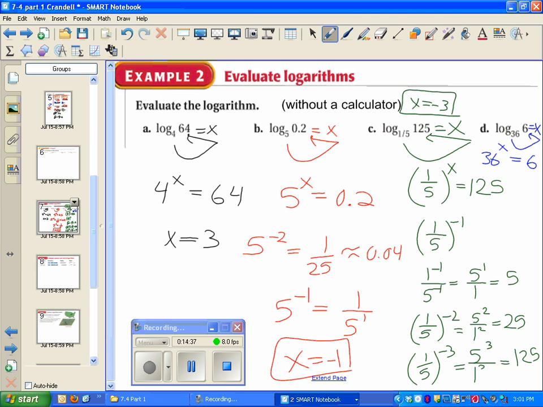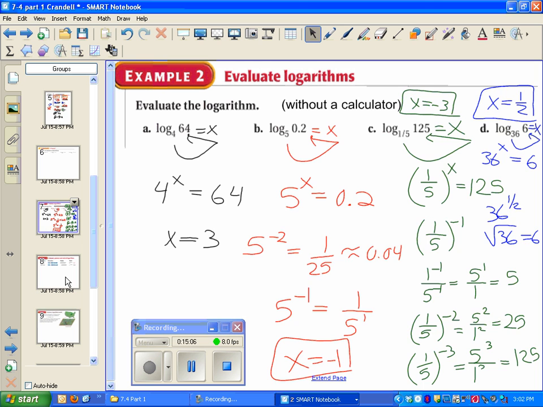So we're looking at a fractional exponent. If I do 36 to the 1/2 power, that's the same thing as the square root of 36, which is 6. So my answer for this one is x equals 1/2. Okay? So logarithms are a little bit difficult because it looks like you're doing something different for each problem.